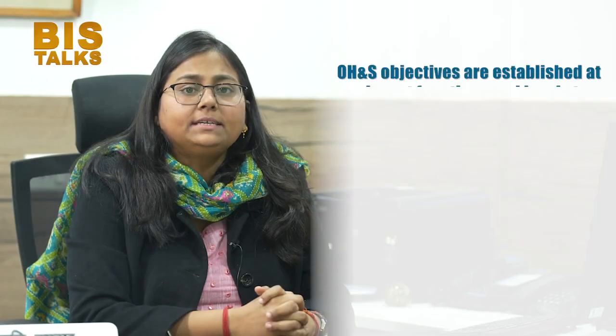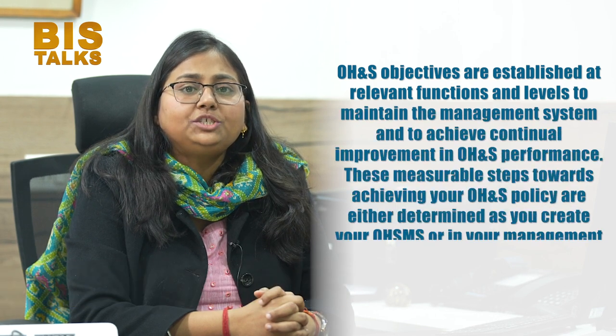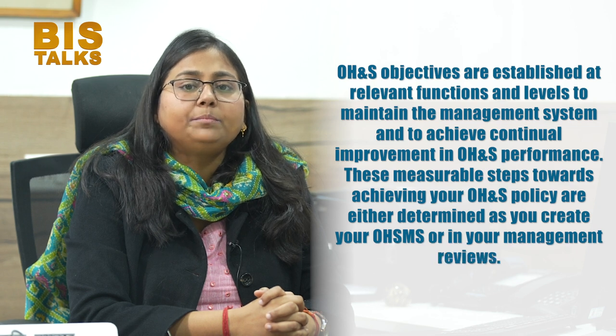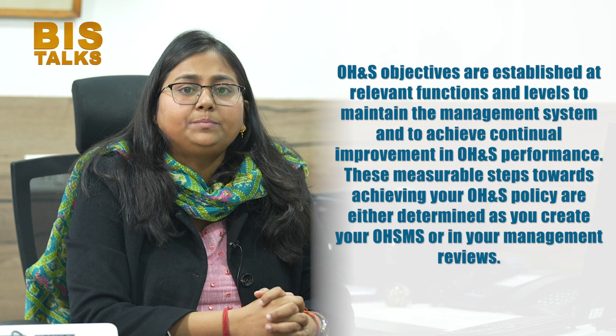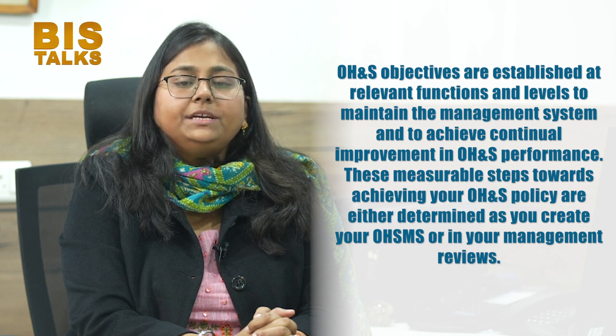OH&S objectives are established at relevant functions and levels to maintain the management system and to achieve continual improvement in OH&S performance. These measurable steps toward achieving your OH&S policy are either determined as you create your OHSMS or in your management reviews. You need to ask yourself, what will you do to meet the goals stated in the OHS policy? Knowing that perfection is impossible, you must have some acceptable tolerance defined and measured.